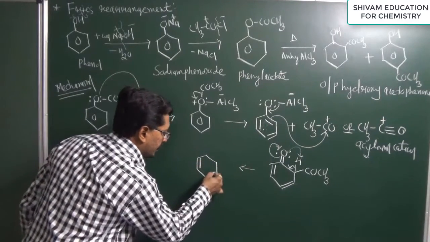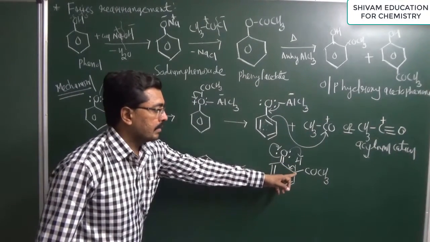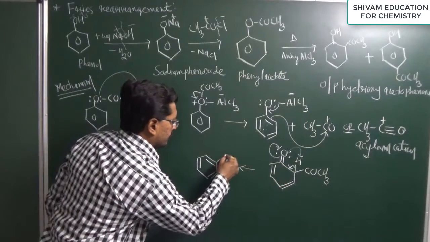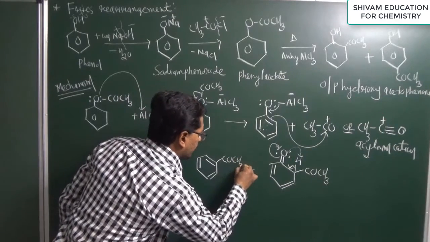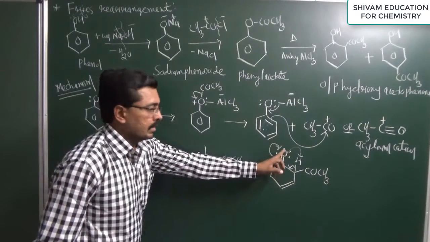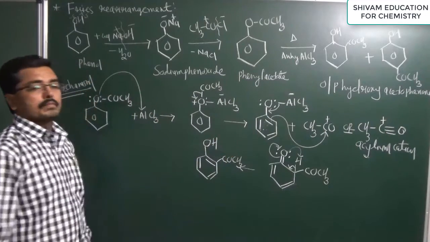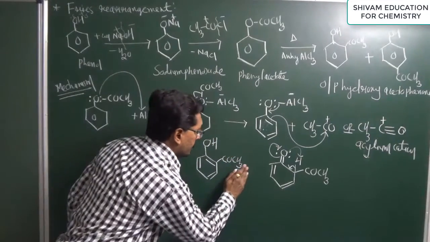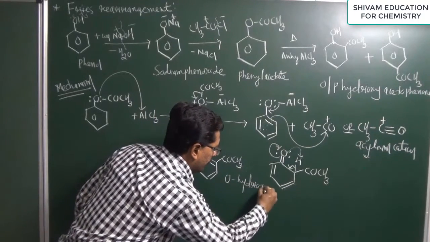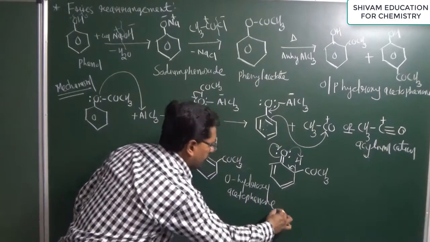Now this double bond stays as it is, this bond breaks, the electron pair is obtained by carbon, and carbon gives it to this carbon, so a carbon double bond forms. Now COCH3 stays as it is, this pi bond breaks, the electron pair goes to oxygen, and oxygen gives the electron pair to hydrogen. This structure is nothing but orthohydroxyacetophenol. So this structure is obtained.